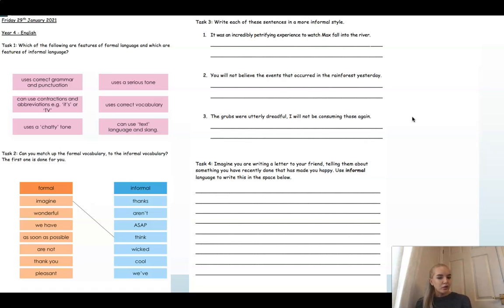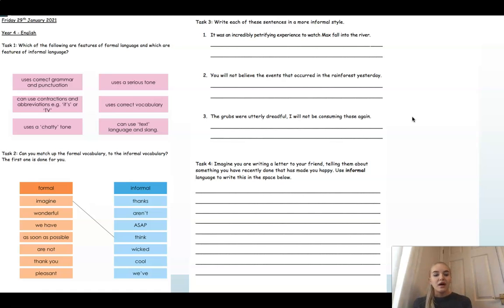And task number 4 is imagining you are writing a letter to your friend, telling them about something you've recently done that has made you happy. So you might have maybe made a snowman, that might have made you happy. You might have gone for a walk with your family, that might have made you happy. So you might want to write dear. So for example, maybe if Romea is writing a letter to Jasmine, she might write dear Jasmine.